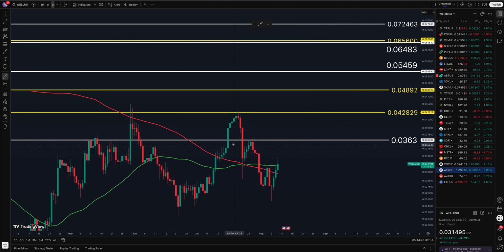And again, if it's anything like Aerodrome, it could happen quick. It could happen in a day or two. That would be about a 73% move to the upside. Now, is Moonwell going to go higher than that?